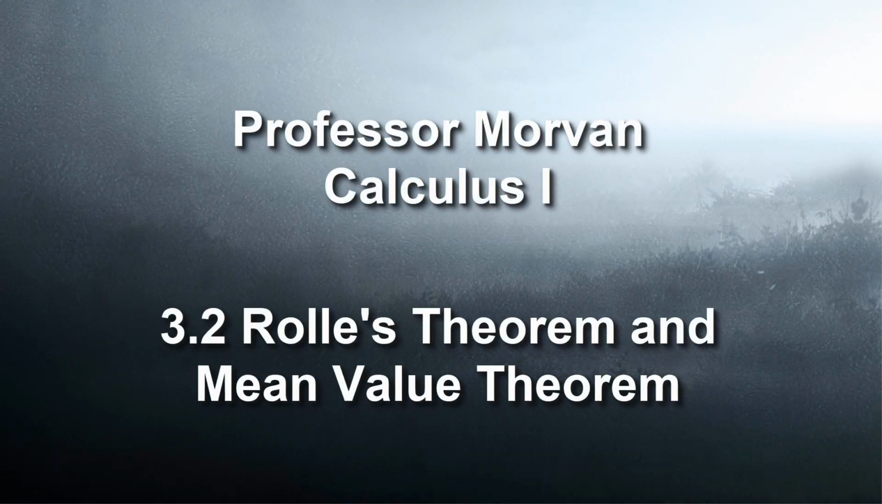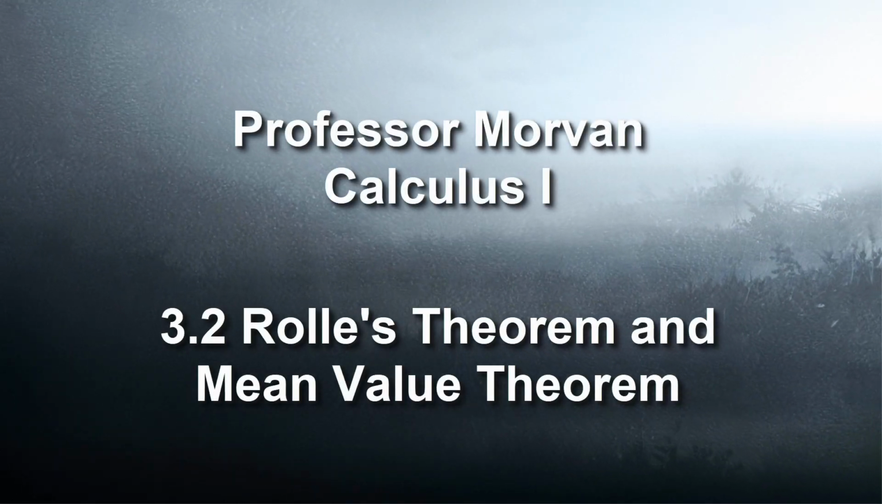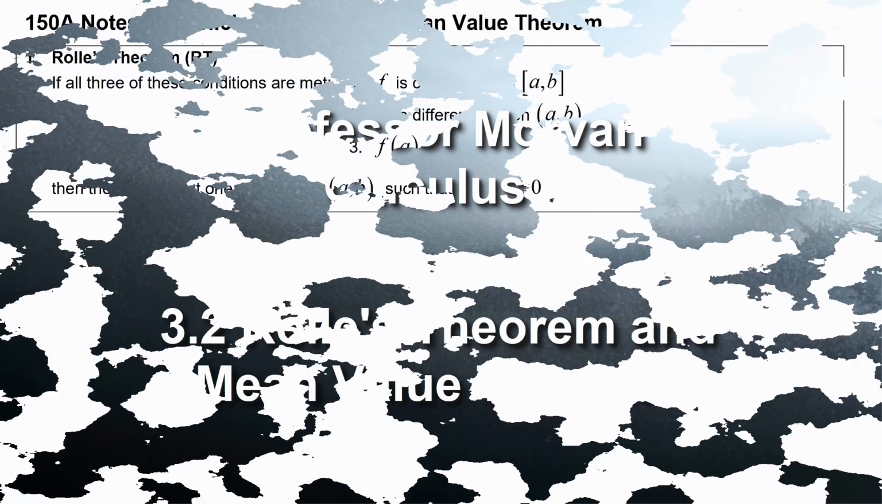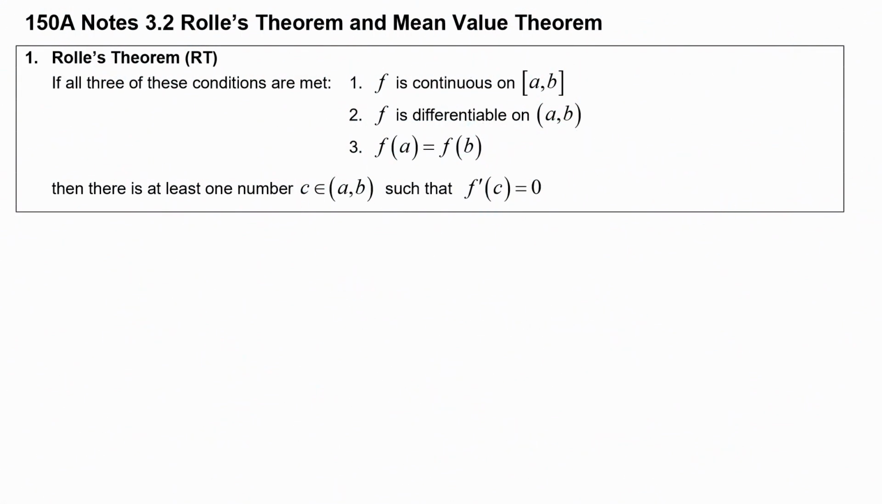In this section, you will learn about Rolle's theorem and mean value theorem. First up, we have Rolle's theorem, which you can abbreviate RT. If all three of these conditions are met, first, f is continuous on the closed interval a to b. Second, f is differentiable on the open interval a to b. And third, f of a equals f of b.